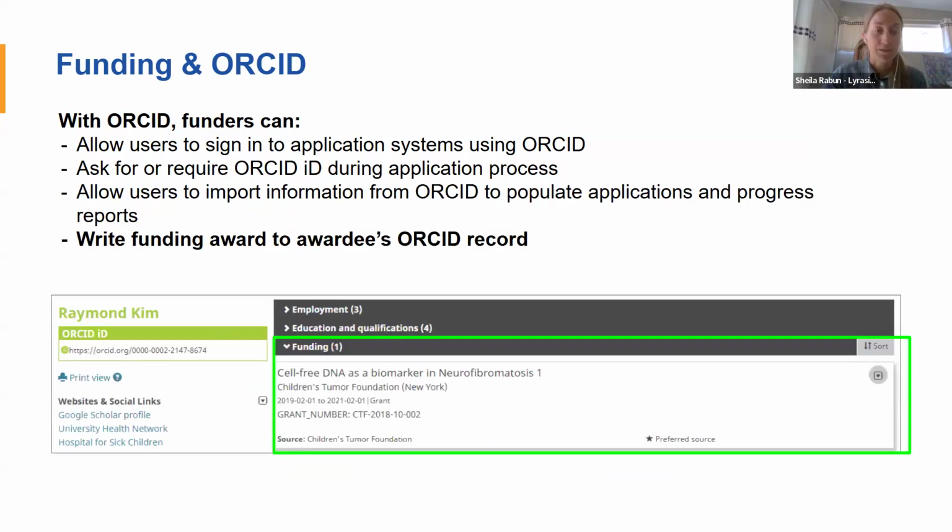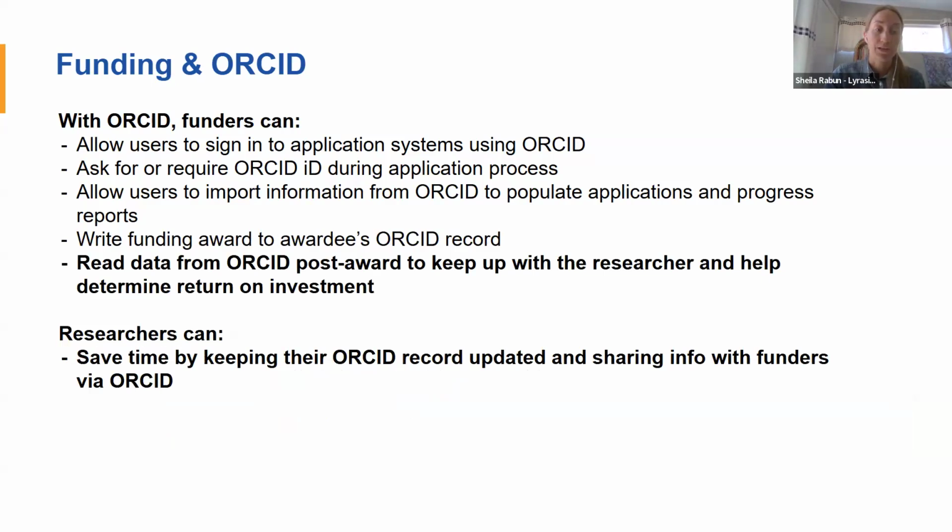On the next slide, just continuing with this thought, again, funders of all kinds can write funding information to their awardees' ORCID records. So this is possible. It's just a matter of making those funders aware and encouraging them to become ORCID members and take action to use the ORCID API in this way. And then on the next slide, I think this wraps up the funding and ORCID section. Funders, again, of all disciplines can read data from ORCID records to keep up with where researchers have gone and what they've gone on to do, to help get that idea of return on investment. And this also would allow researchers in these disciplines to save time and reduce administrative burden by using their ORCID record to share information with the funders they're working with.